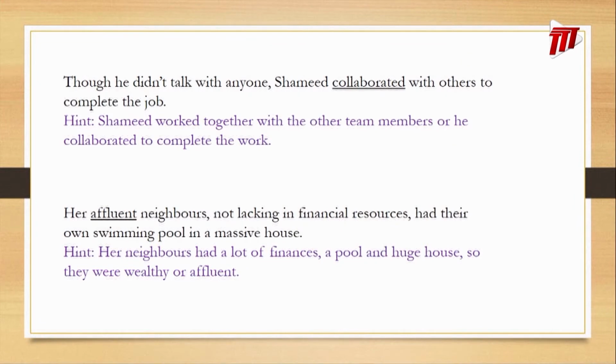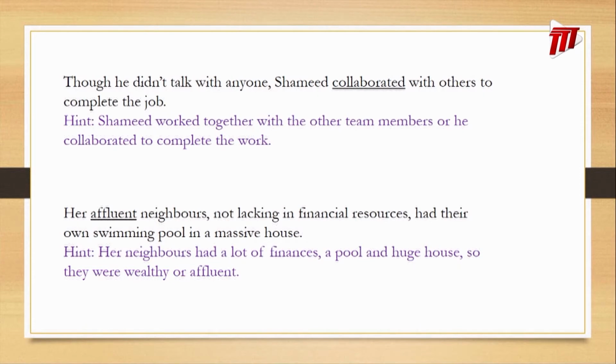In this sentence, we see that her neighbors are not lacking in financial resources, meaning that they have financial resources, and they own a swimming pool in a huge house, in a massive house. So people who have these things at their disposal, we can say that they are very rich. So if you decided that affluent meant wealthy or very rich, you're very correct. Her neighbors had a lot of finances, a pool and a huge house. So they were wealthy or affluent.